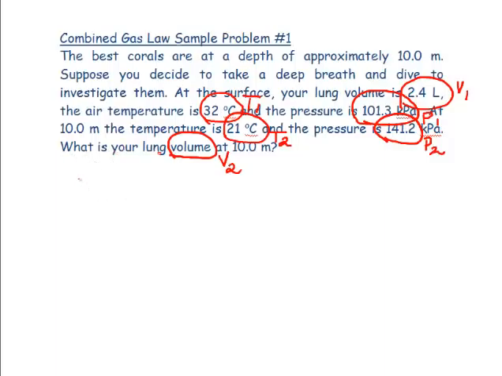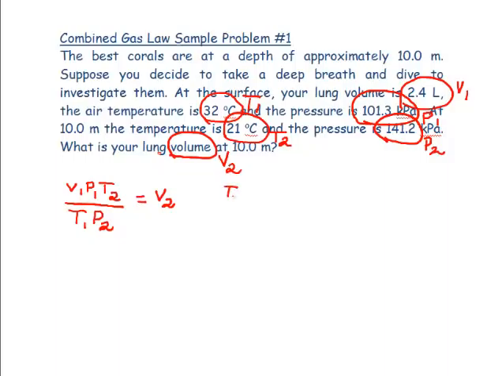The revised version of the equation that we're going to use here is going to be V1 P1 times T2, all of that over T1 and P2, all of that equals V2. Now, if you don't know how I've gotten this from the regular form of the combined gas law, then you need to go back and work that out on your own. Before I can go any further, I'm going to make my temperature conversions.